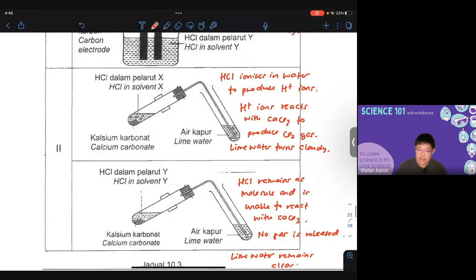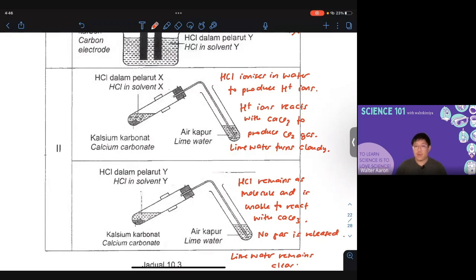Okay, for the next one, number 2 here, same thing, because HCl dissolves in water. It can produce hydrogen ions, which can then react with the calcium carbonate to release carbon dioxide gas. So gas bubbles can be seen, and the lime water turns cloudy because there's a positive confirmation of CO2.